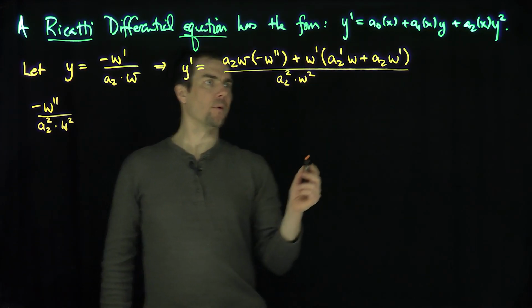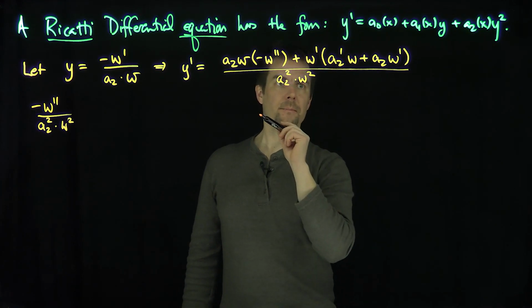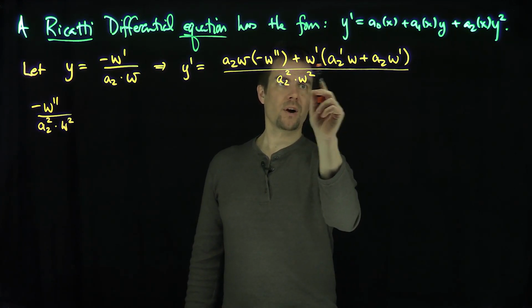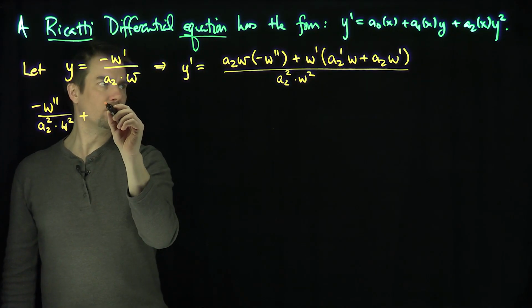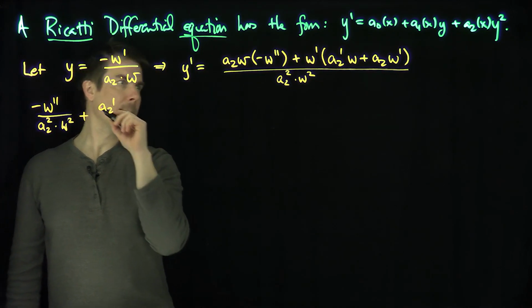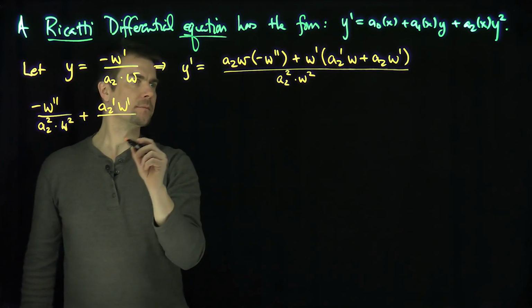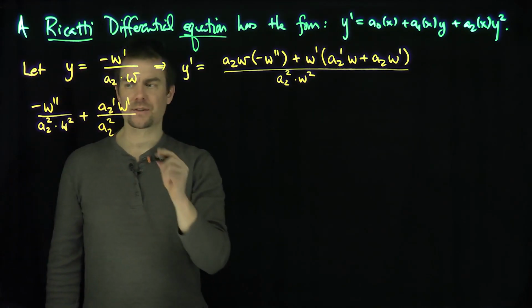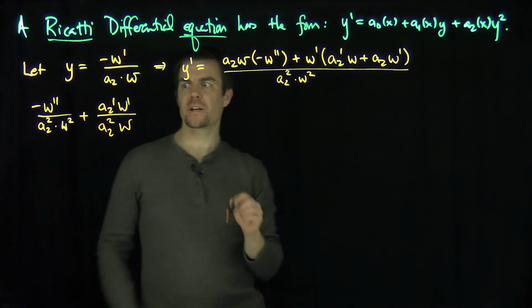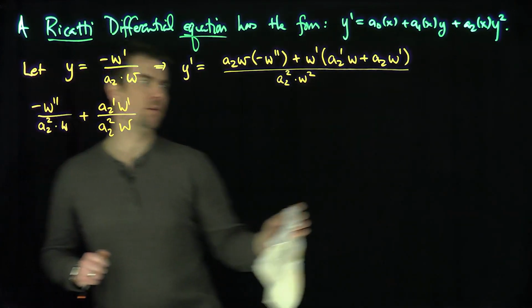And then the second term I'm going to get is, let's look at this next term. I'm going to have an a2 prime, so I have a w prime, a w, and a w squared. So I'm going to have a plus a2 prime. One of the w's will cancel. I'll have a w prime divided by a2 squared, and then a single w. The w squared over here is going to be just a single w, since the w canceled out.